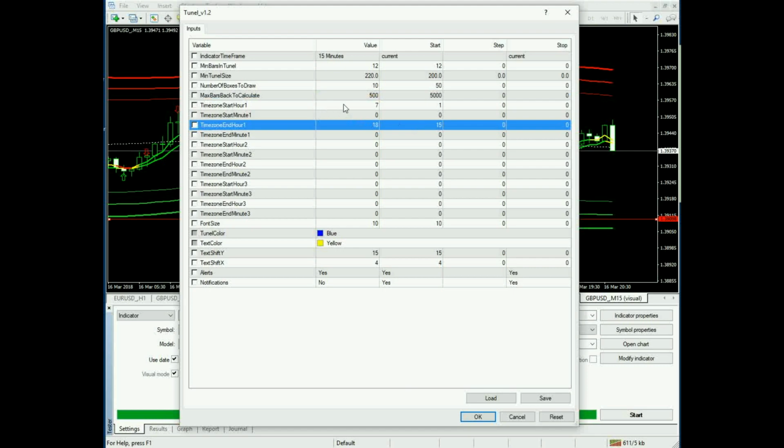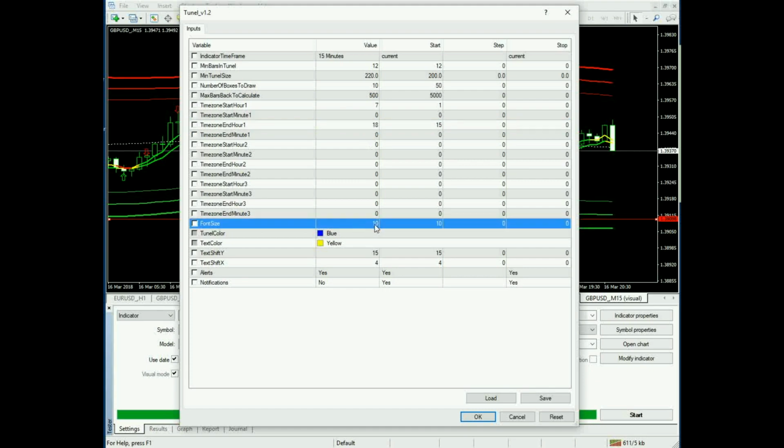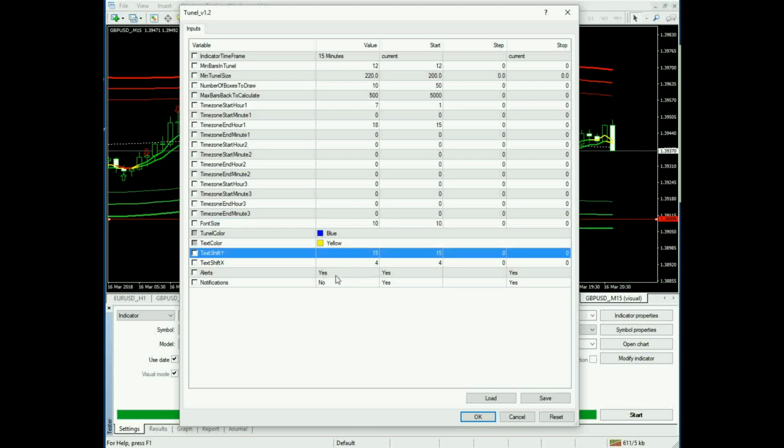And the time, the indicator is looking from 7 o'clock broker time to 18:00, so it means about 11 hours. Here the font size; this number will show us how many points, how high the box is, and here is the location of the number. Alerts, yes.